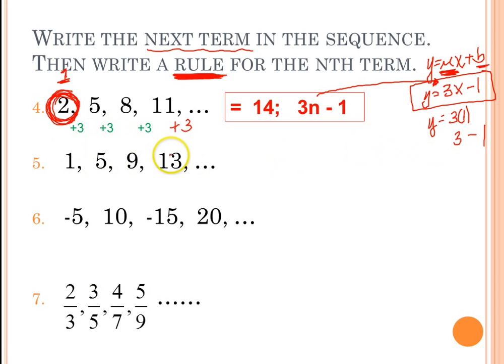Okay, the next one, what's my pattern? 1 to 5 to 9 to 13. Each time we add 4. Okay, so let's start with my next term. If I add 4, what's my next term? My next term will be 17.